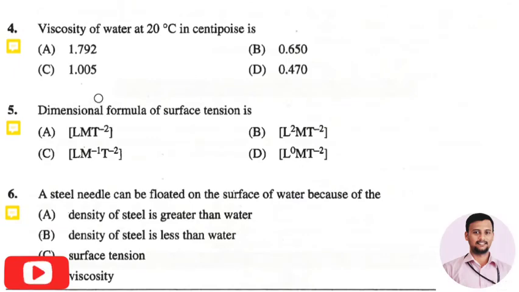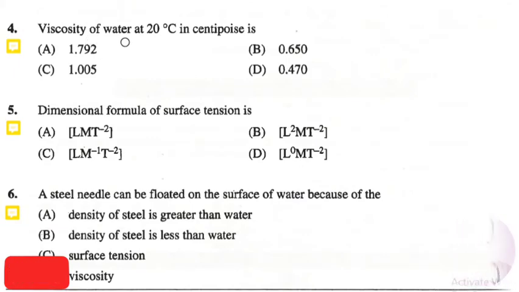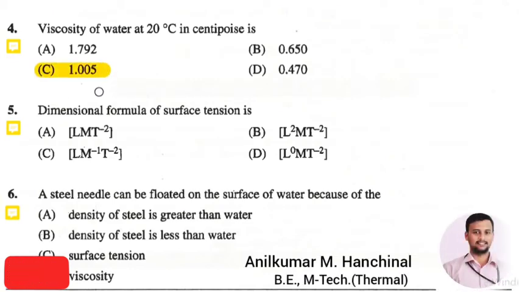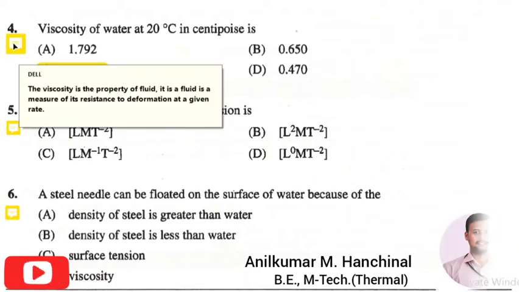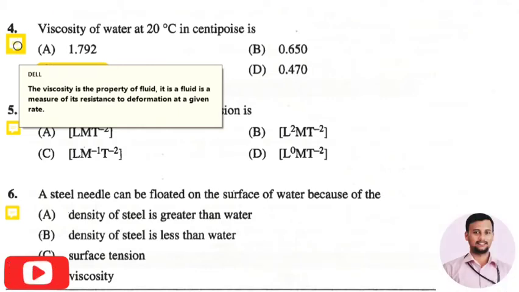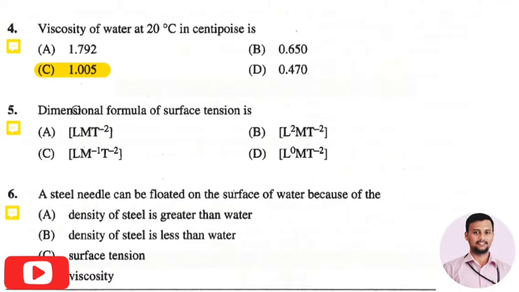The next question is: the viscosity of water at 20 degrees Celsius in centipoise is, the right answer is option 3, that is 1.005. So what is viscosity? Viscosity is a property of a fluid that gives its resistance to deformation at a given rate. So that gives a measure of its resistance to deformation at a given rate. That is viscosity.